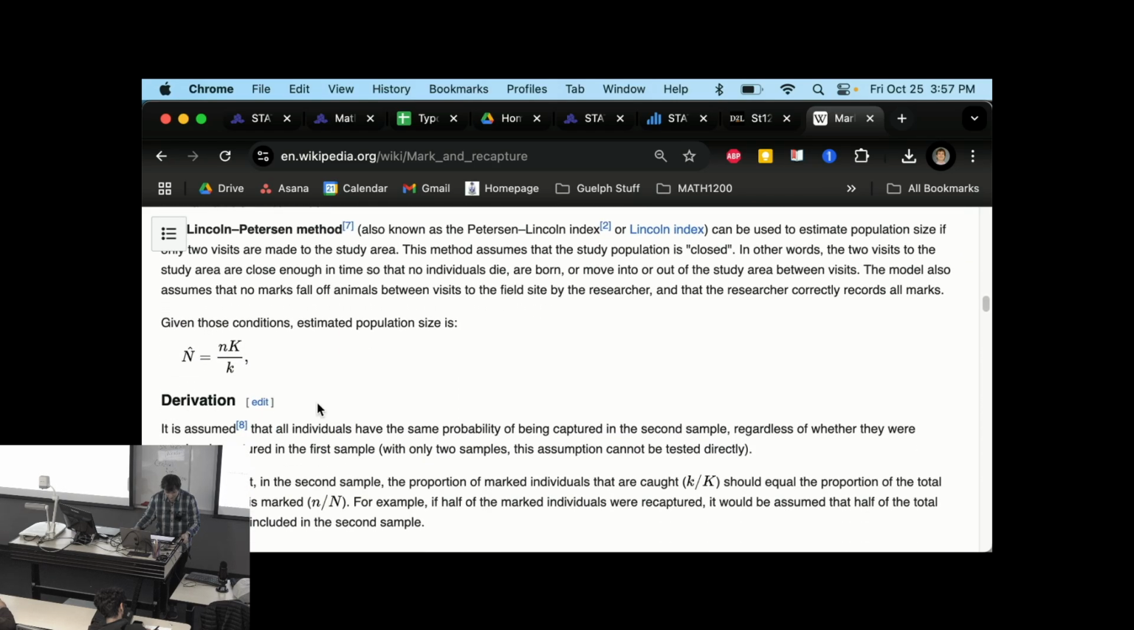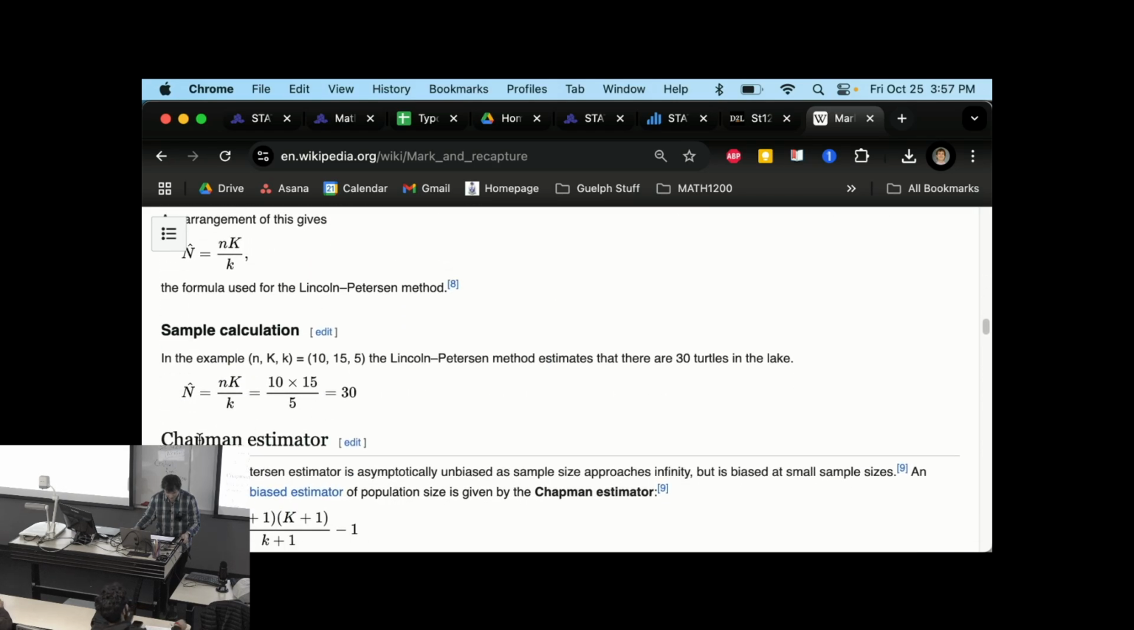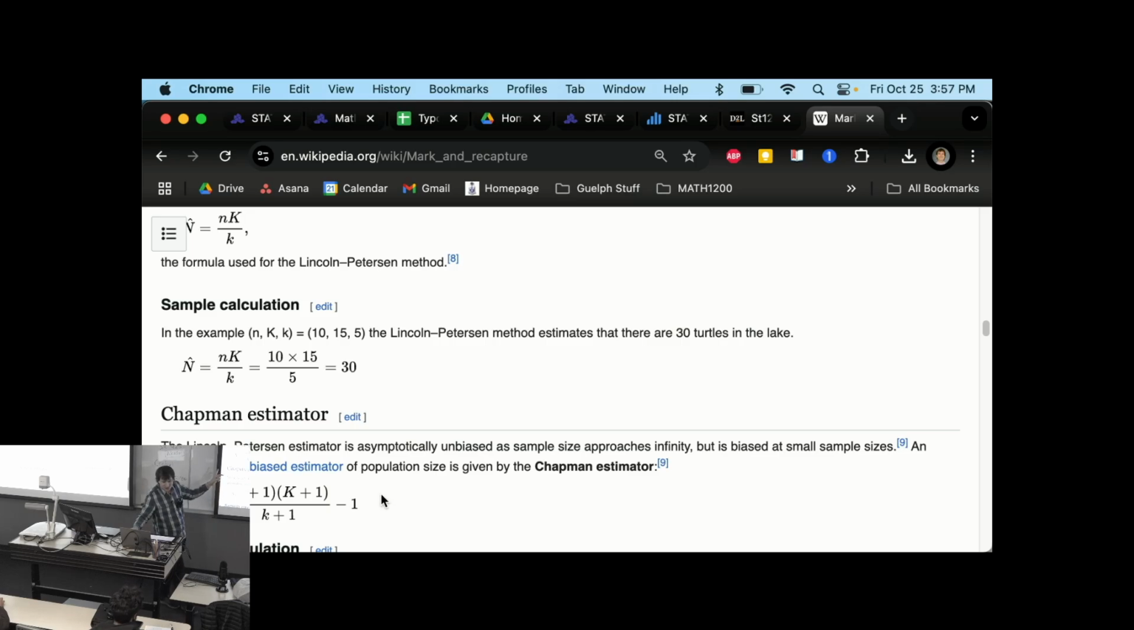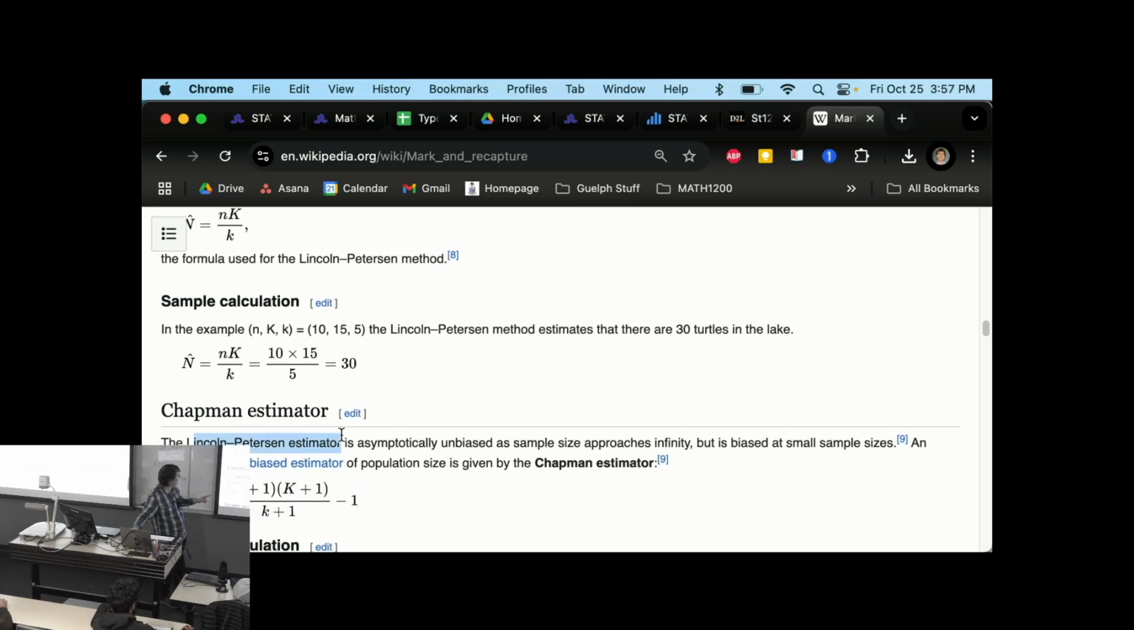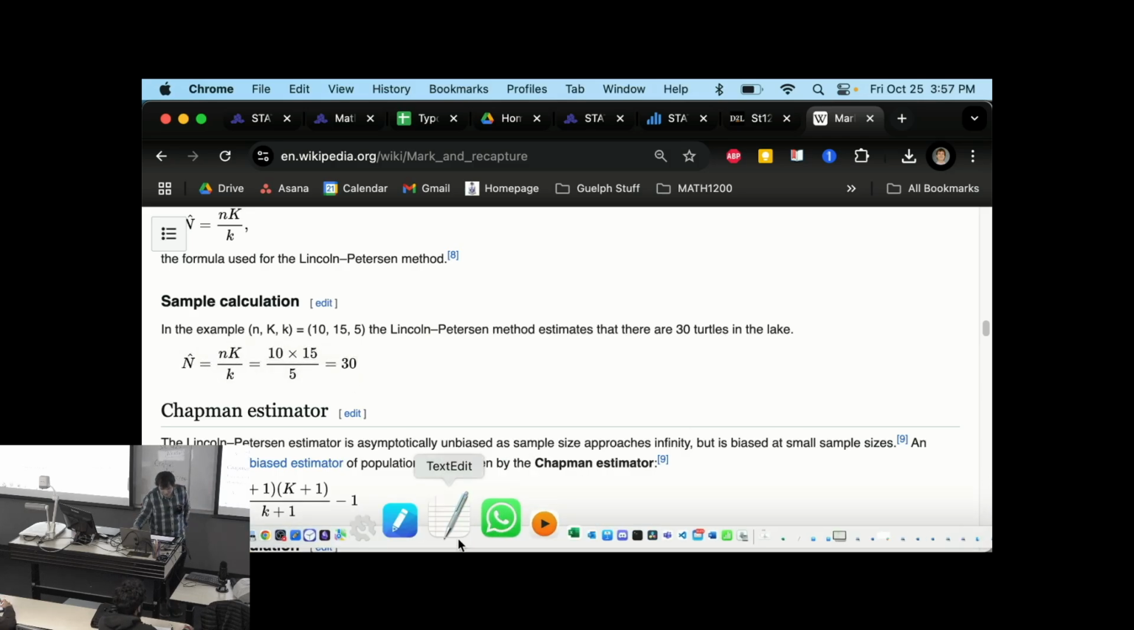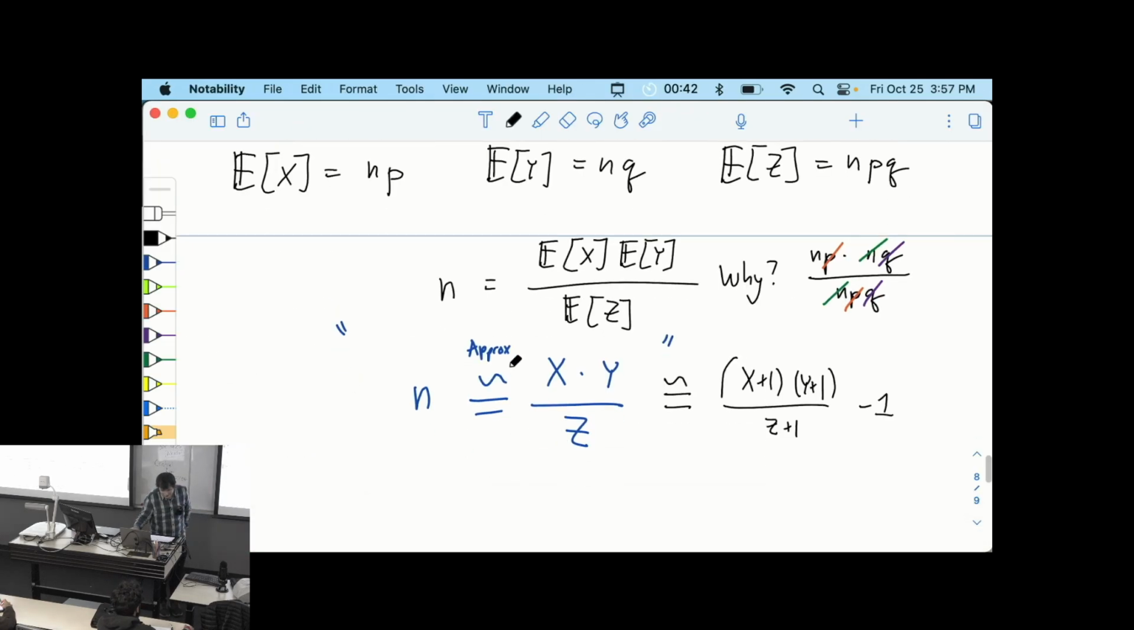So here's the first one. Lincoln Peterson. There's Chapman. The Chapman one is the one I gave you guys, and there's a Lincoln Peterson one, which is the very simple one. So n times k divided by k, that is the one we have over here. This is Lincoln, Peterson, and Chapman, which are some statistics guys. Lincoln, Peterson. And this one is Chapman.